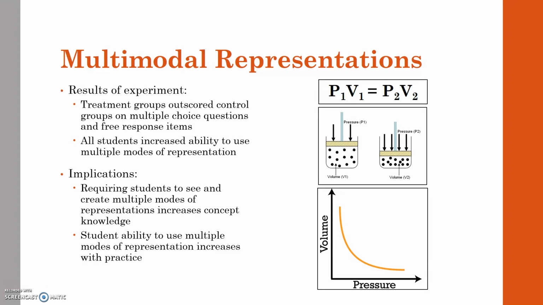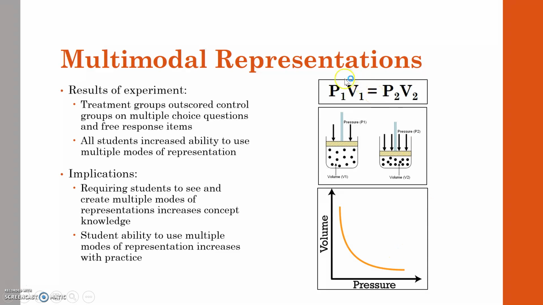So instead of just showing students multiple modes of representation, it's important to assess them on their ability to use it as well. This study also found that student ability to use multiple modes of representation increased with practice across both groups. So even though the control group wasn't explicitly taught how to use multiple modes of representation, their ability to use it increased throughout the study.